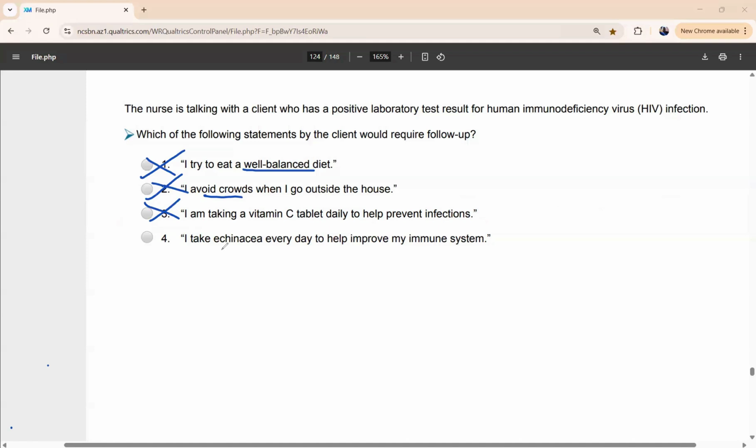This is talking about herbs, right? Daily to improve immune system. Herbs are good, but not when you don't have a fighting system, when it's going to do the other way around to your body system. So we don't really encourage herbs for a patient that has an immune problem. So that's the main reason why this is bad. We don't encourage it.